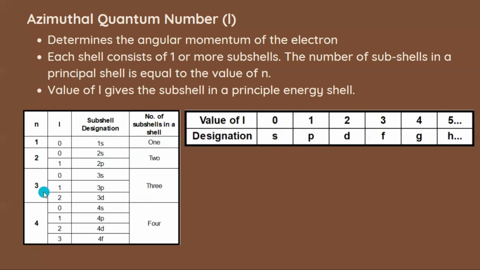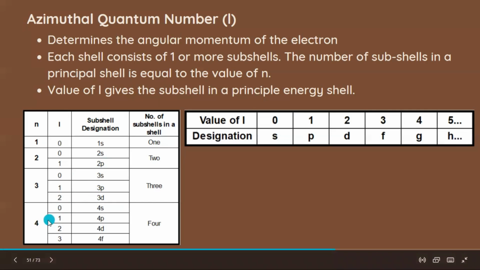The next is 3. When n equals 3, it can have 3 subshells. It starts from 0, so 0, 1, 2, and 3s, 3p, and 3d. The fourth one is obviously n equals 4. It can have 4 values. So 4s, 4p, 4d, and 4f orbitals.